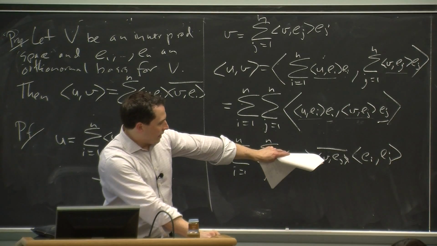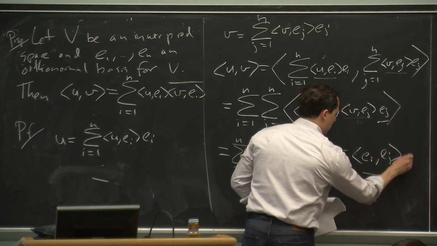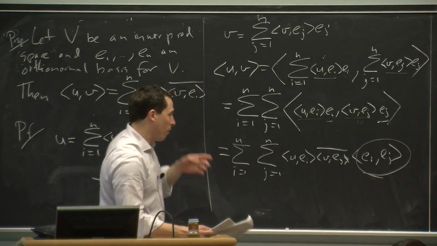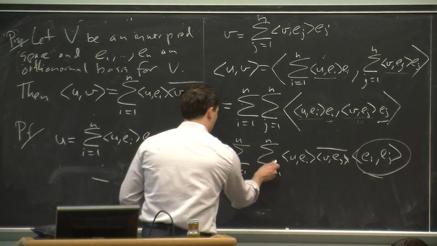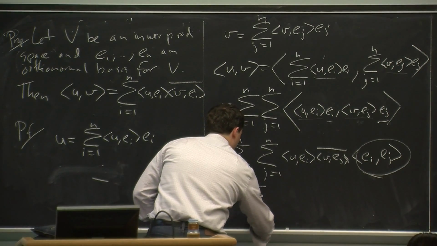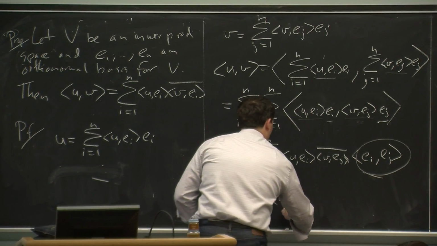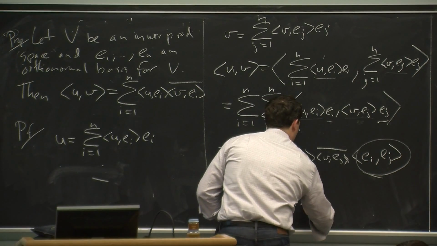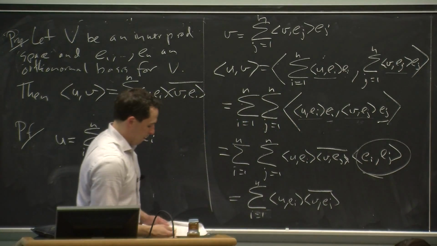But we said the e's are an orthonormal basis, so this product here is just either 0 or 1. It's 0 if i and j are different, it's 1 if they're the same, so I can simplify this and get rid of one of these sums. The sum over i equals 1 to n of ⟨u, e_i⟩ times conjugate ⟨v, e_j⟩. That's what we wanted to prove.